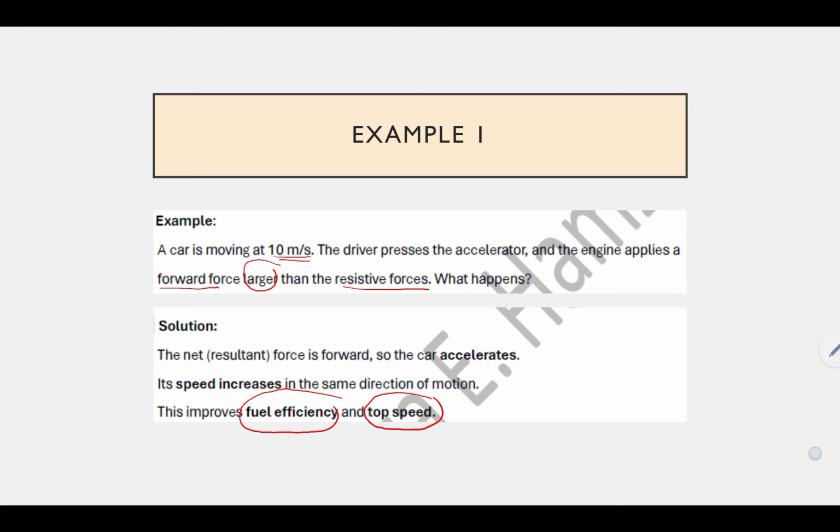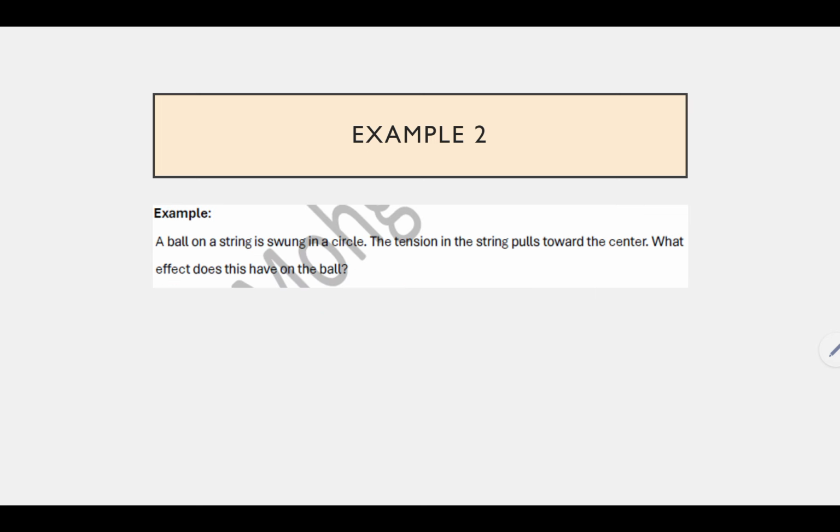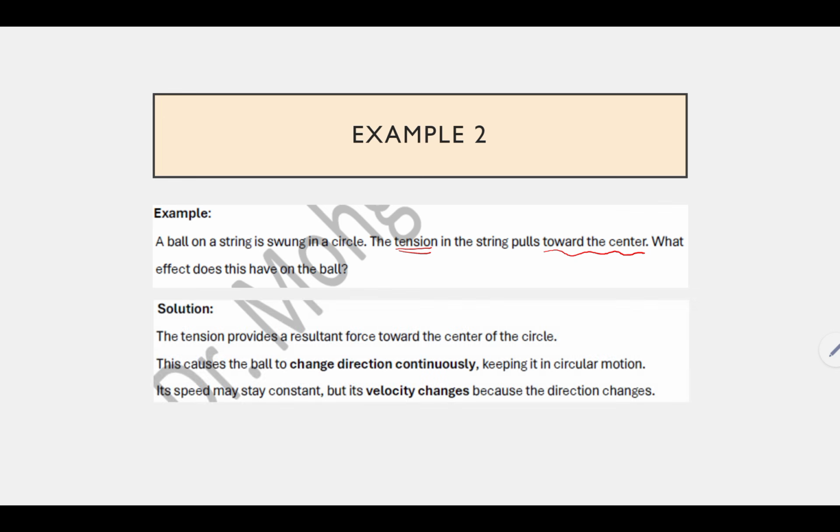A ball on a string is swung in a circle, okay? The tension in the string pulls towards the center. So what effect does this have on the ball? If I'm applying more tension, so I'm giving more force, I'm pulling on the string more, tension means pulling on the string more, then what's going to happen to the ball that's going around in circles? It's going to start to decrease its radius.